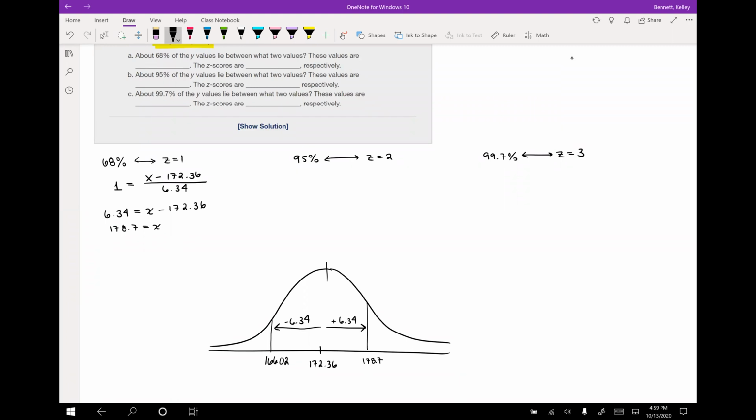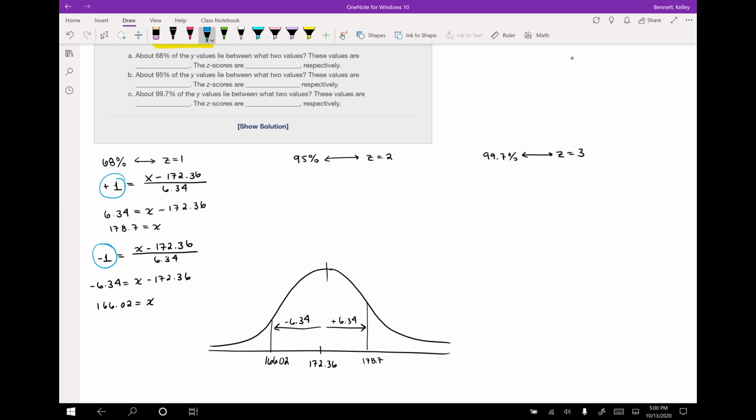So where does that come from? How come our equations aren't set up like that? Well, remember that +1 is above the mean, and we also have the case of -1. That's going to be below the mean. So I can just solve the same equation for z being -1 as well. So that's going to give me -6.34 equals x minus 172.36, and that gives me 166.02 equals x, right? So you've got to do the plus and the minus.